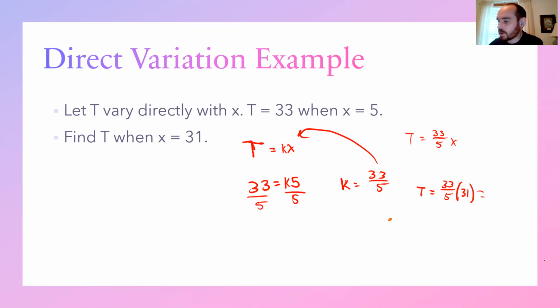And when you solve that out, let me use a calculator really quick because it's a gross number. 31 times 33, we get 1023 over 5, or if we want to simplify that, we'd get 204 and 3/5 equals t. So that's how you'd solve a direct variation problem.